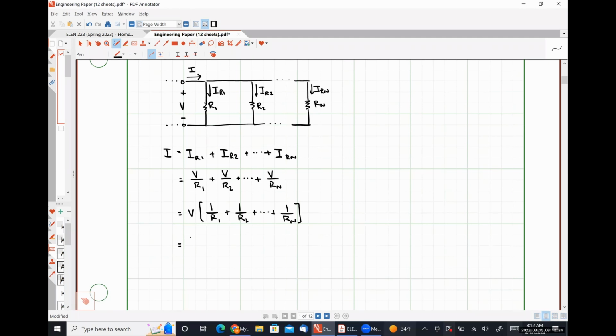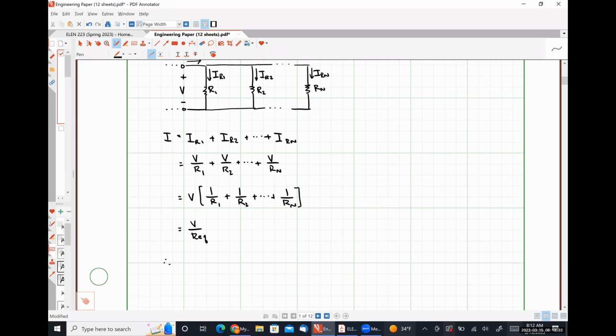Or V divided by the equivalent resistance, where in this case our equivalent resistance, REQ, is 1 over R1 plus 1 over R2 all the way out to 1 over Rn. And then to the negative 1 power, so we're taking the reciprocal of it.